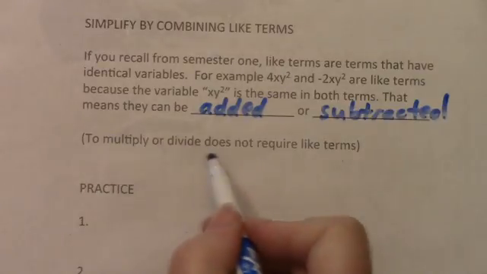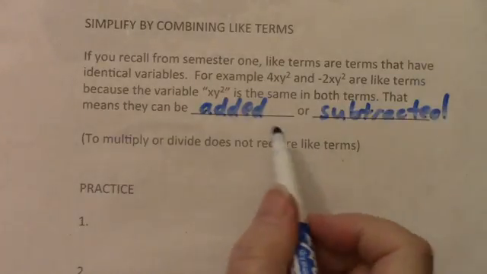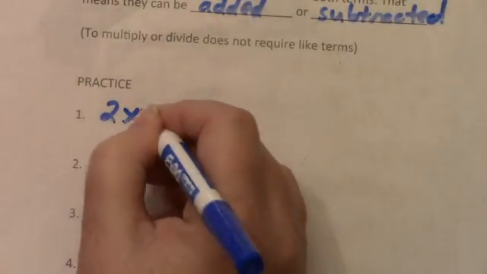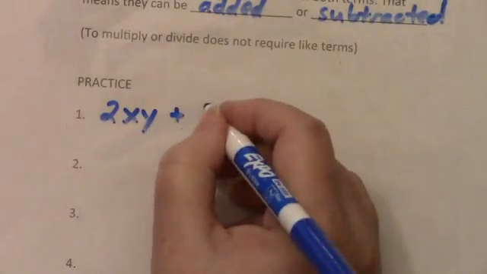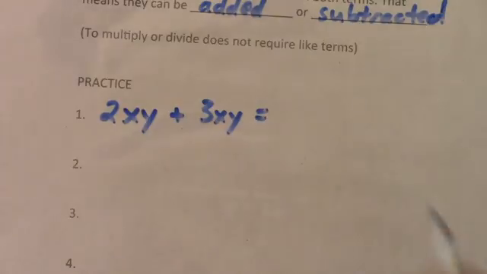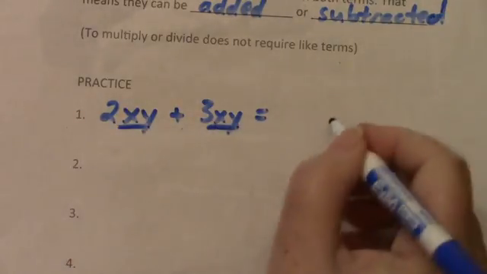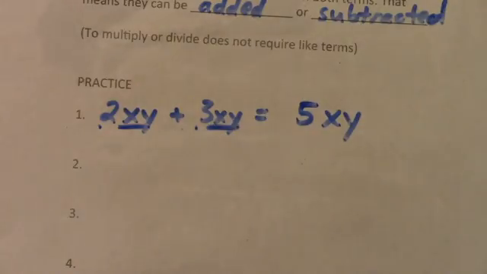To multiply or divide does not require like terms, but to add or subtract, we do. Okay, so let's take a look at what we can add or subtract. If I have 2xy and I want to add 3xy, can I do it? Yes, I first check. These are both xy, so that just stays there. But then I add my 2 plus 3, and that's going to equal 5xy.